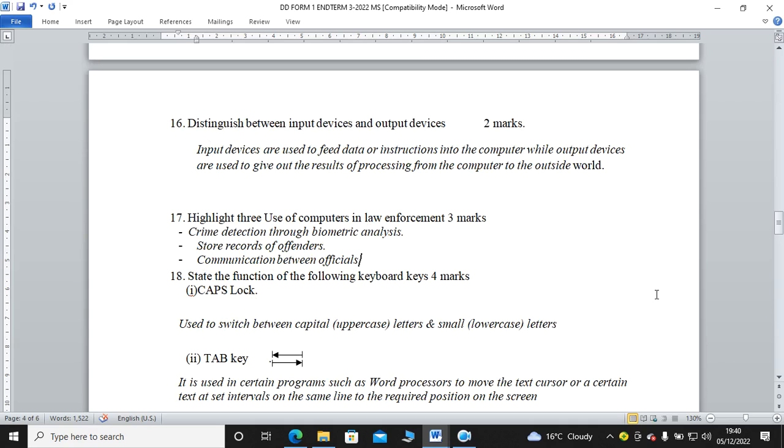Distinguish between input devices and output devices. Just as the saying goes, input devices are used to feed instructions or data to the CPU, whereas output devices are supposed to give the processed information from the computer. So we say input devices are used to feed data or instructions into the computer, whereas output devices are used to give out the results of processing from the computer to the outside world.